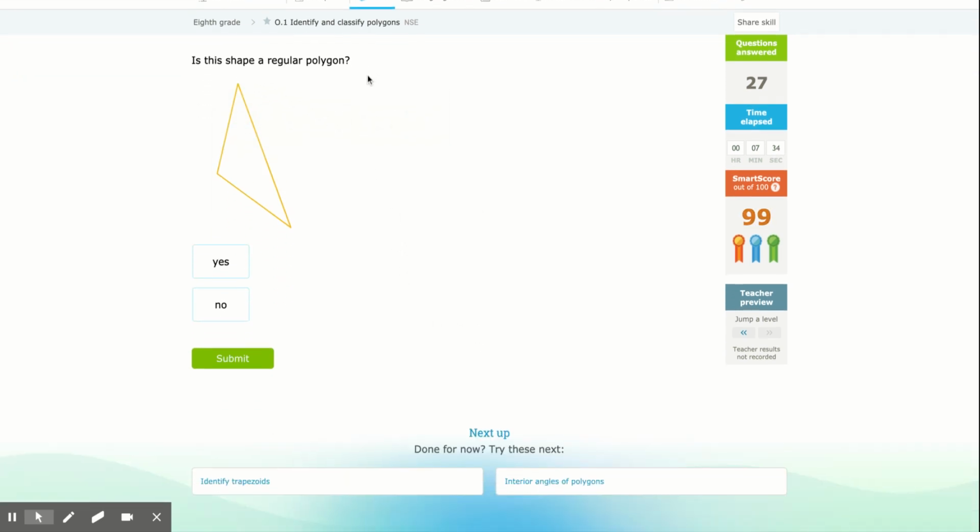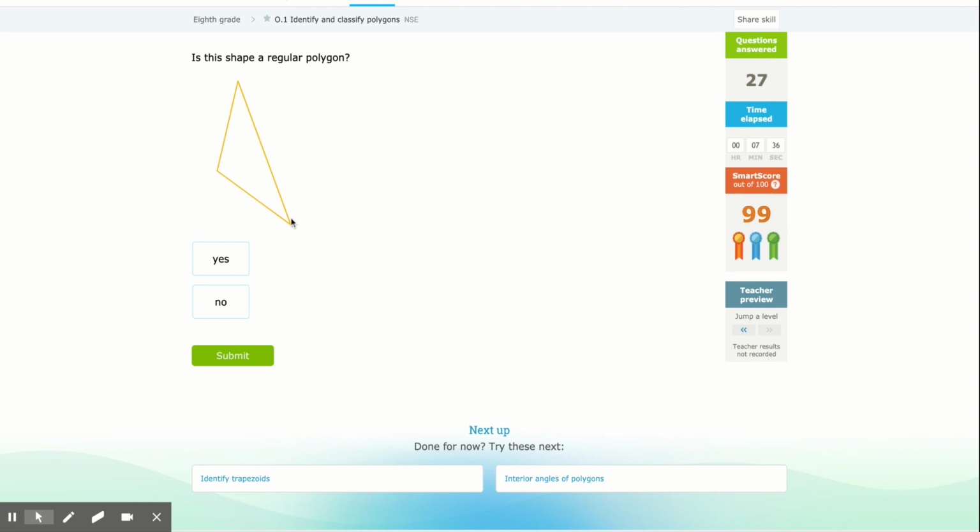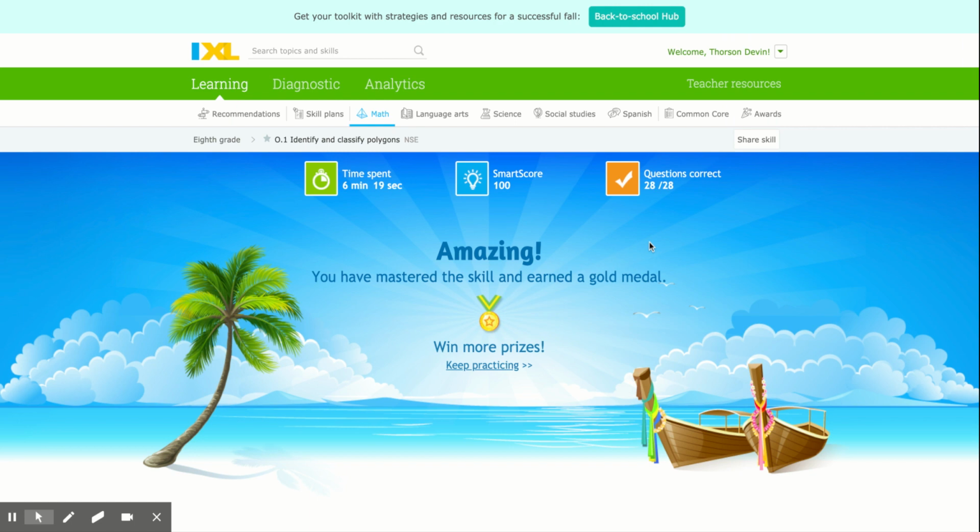Is this shape a regular polygon? It is not. This side here is a lot longer than these two sides, plus this angle here is a lot bigger than these little angles. Remember, all the angles have to be the same, and all the sides have to be the same in order for it to be a regular polygon.